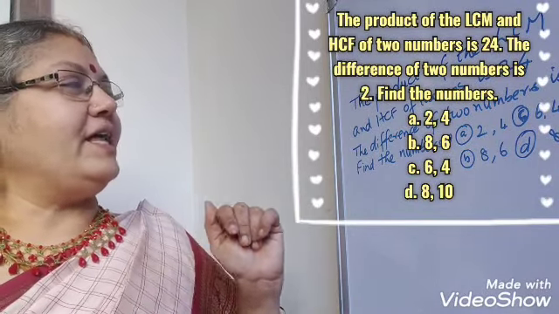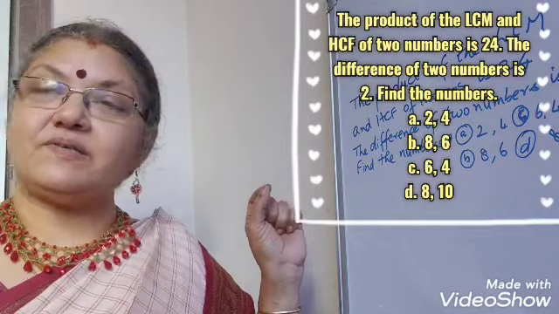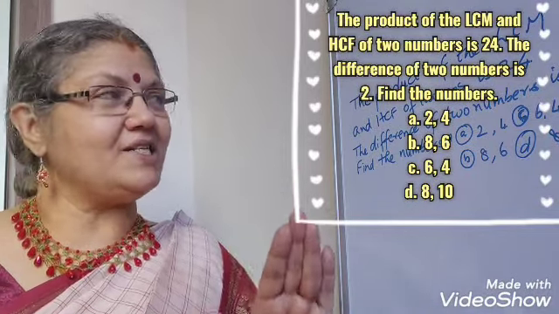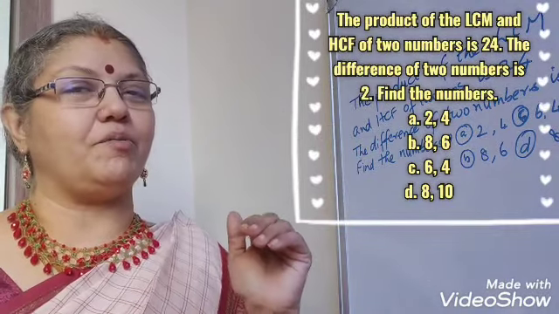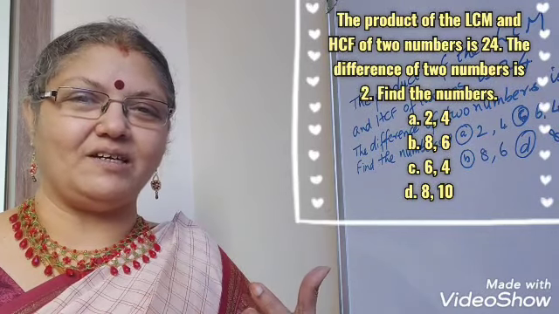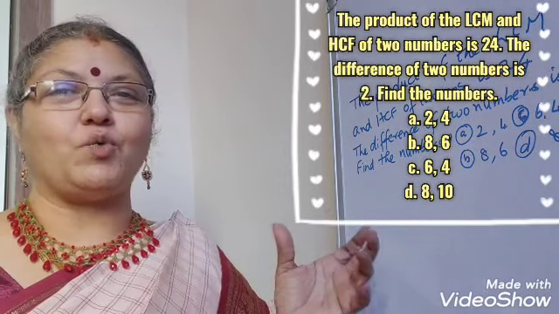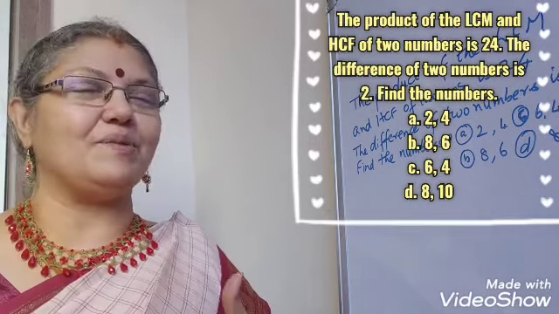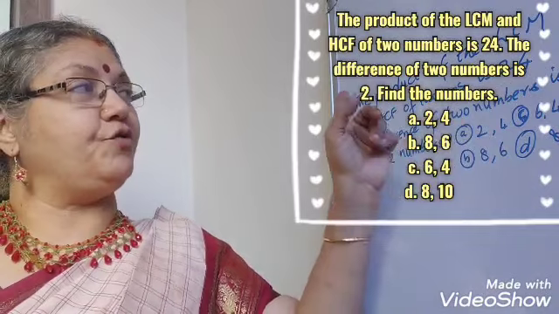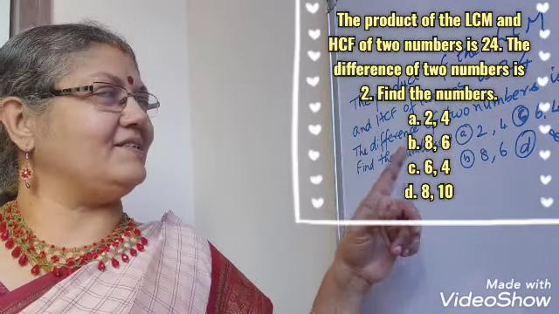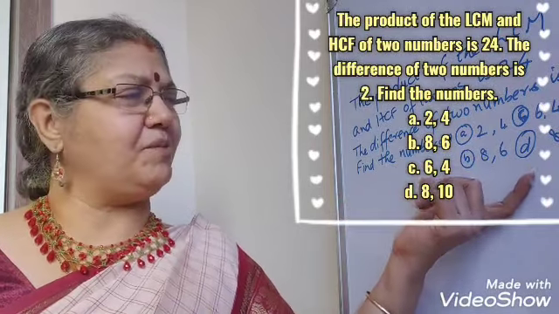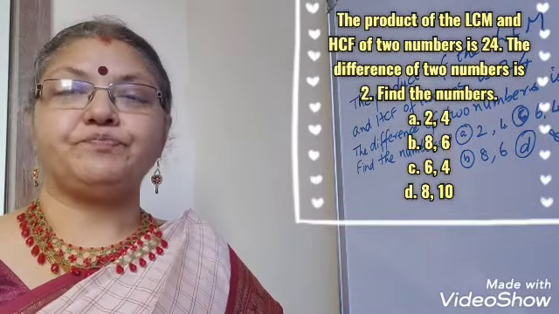The product of the LCM and the HCF of two numbers is 24. Now you know what LCM is. It is the lowest common multiple, and HCF is the highest common factor. For those of you who have questions on this, we have another episode that we have done earlier on. You can always go back and check what these are and how we find out the LCM and the HCF of any given numbers. So it's given that it is 24. That's the product of the LCM and the HCF. The difference of the two numbers is 2. Find the numbers, and you have some multiple choices which have been given here.